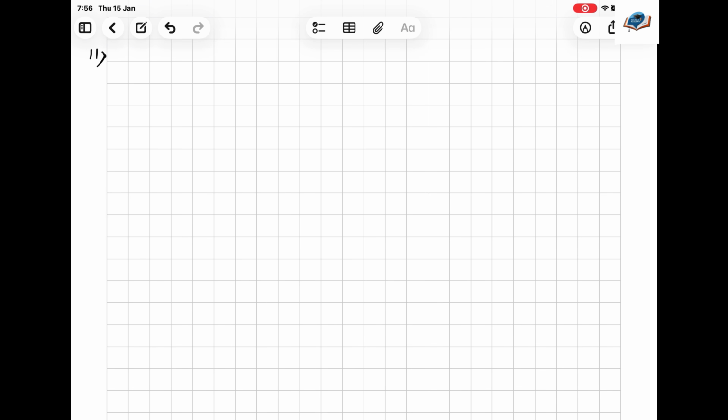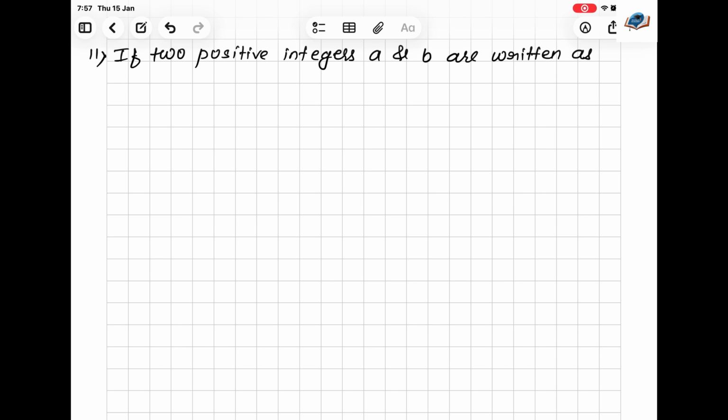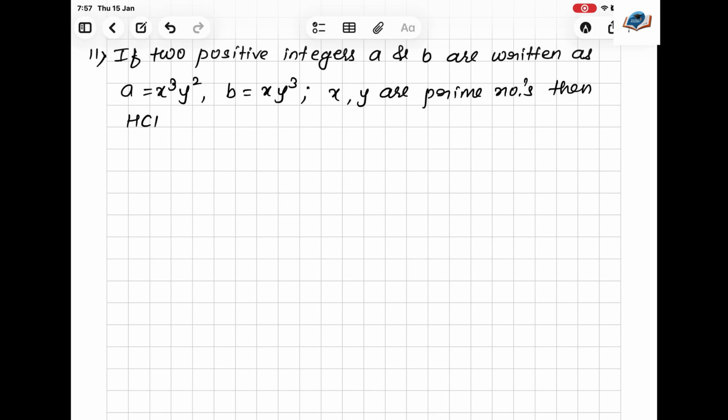Now the 11th question says, if two positive integers A and B are written as A equal to x cube y square, B equal to x y cube, where x and y are prime numbers, then HCF of A and B is: first option is xy, second option B is xy square, C option is x cube y cube, and D option is x square y square.